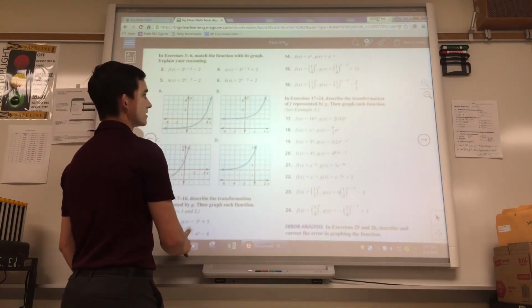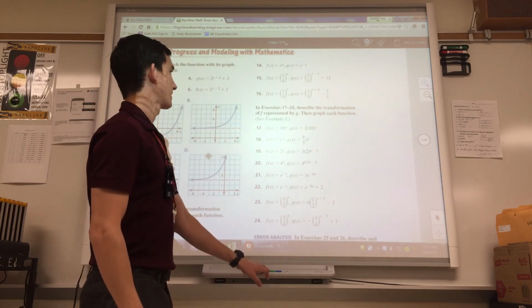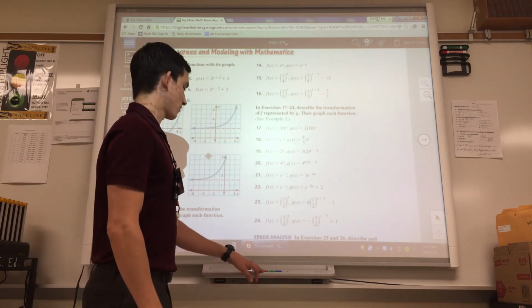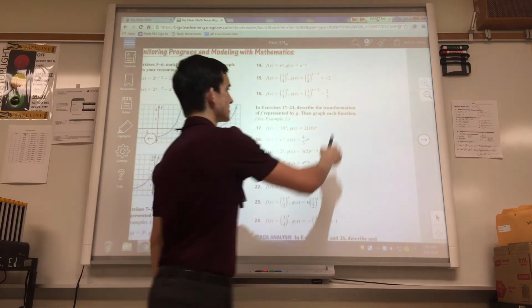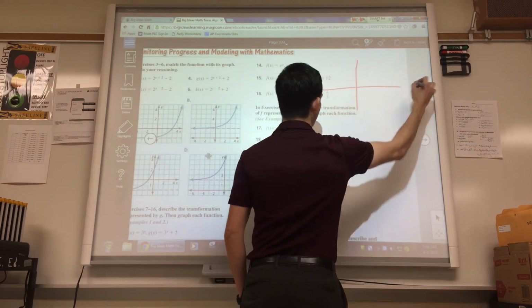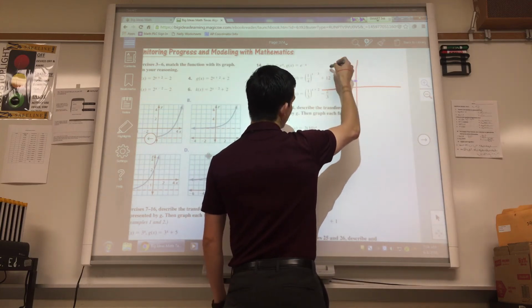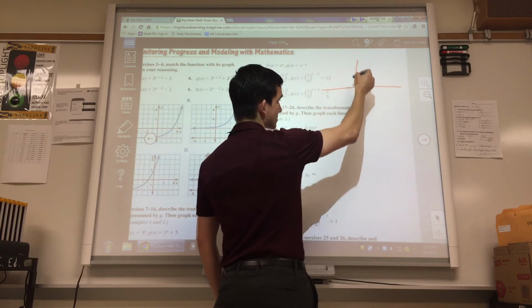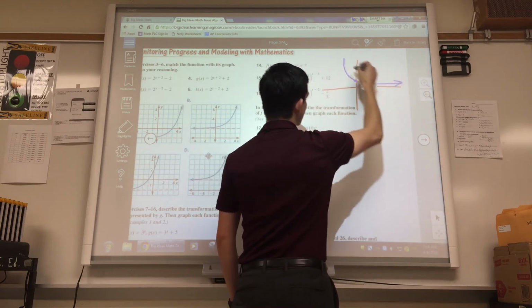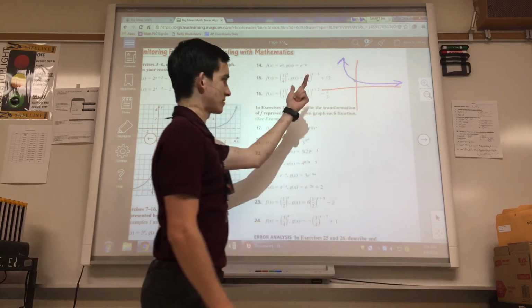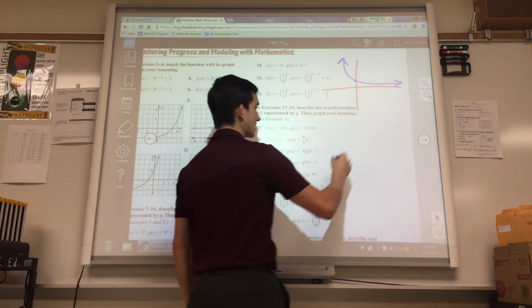Number 15. Okay, so this says 1/4. It's an exponential with a base of 1/4, which means, guys, that it's exponential decay. It still goes through the point 0, 1. Okay, but it's of degree 1/4. So it looks something like that. Okay, exponential decay. But I'm going to shift that exponential decay now.